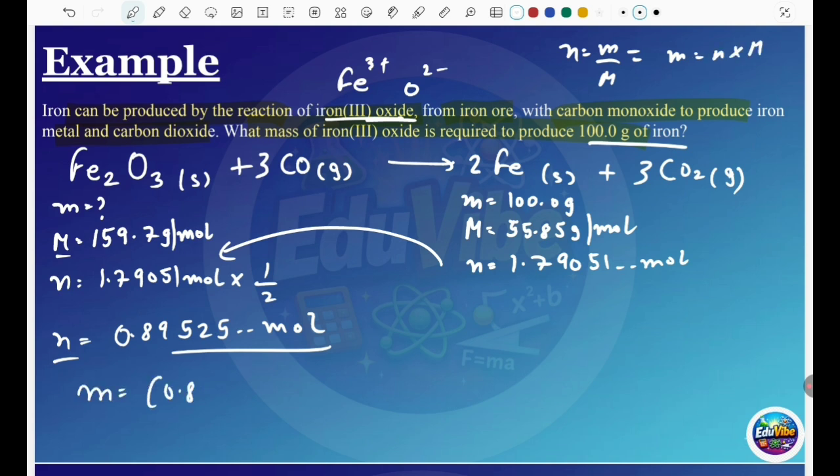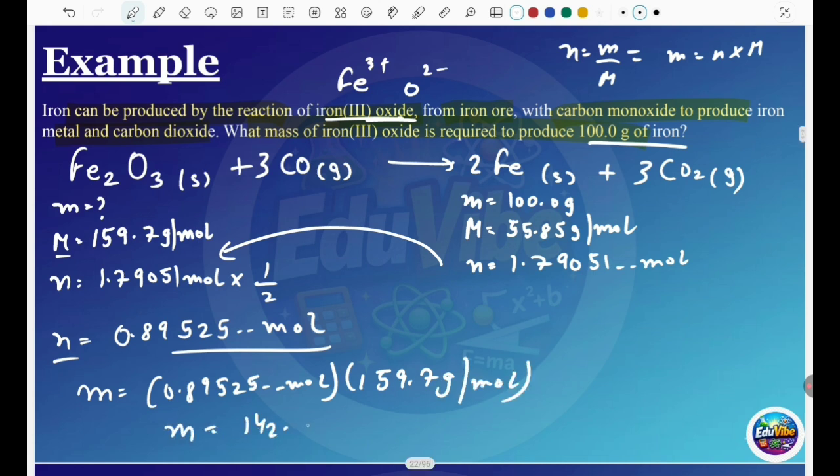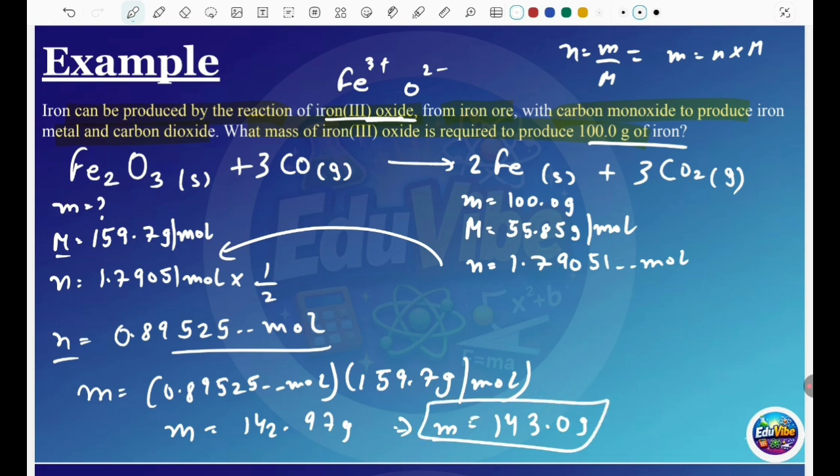So n is 0.89525 moles, and multiply by 159.7 grams per mole, and you will get your mass of about 142.97 grams, which is basically 143.0 grams. So this is your mass for the iron oxide.